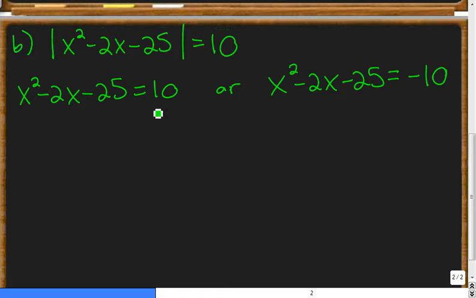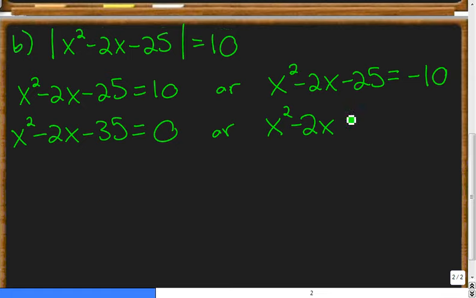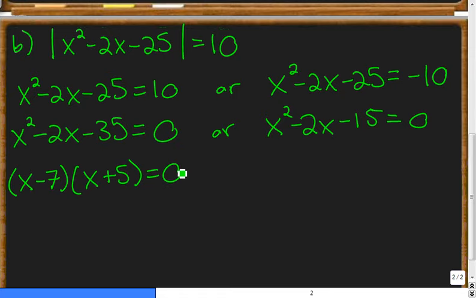So what I need to do first is get 0 on this side. I'm going to subtract 10 from both sides over here. So I'm going to get x squared minus 2x minus 35 equals 0. And here I'm going to get x squared minus 2x, and I'm adding 10, would be minus 15 equals 0. If you were to do the quadratic formula or factor, you'll get the same answer, just if you do them correctly. I'm going to factor. This would be x minus 7 times x plus 5 equals 0.